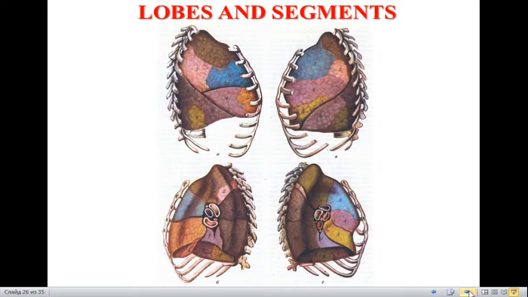The segments of the right lung: in the superior lobe there are apical, posterior and anterior. In the medial lobe there are lateral and medial. In the inferior lobe there are apical, medial basal, anterior basal and lateral basal. So in general there are 10 segments in each lung.